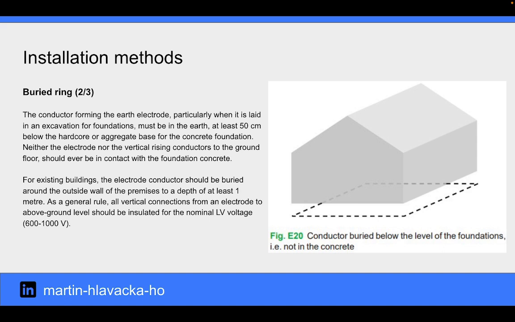As a general rule, all vertical connections from an electrode to the above ground level should be insulated for the nominal LV voltage.